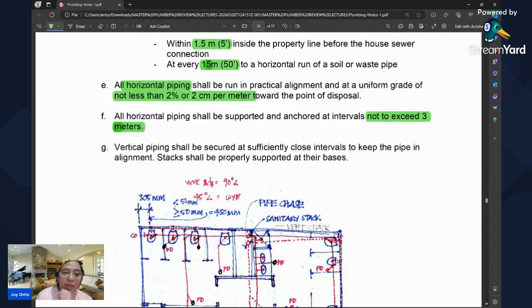Vertical piping shall be secured at sufficiently close intervals to keep the pipe in alignment. Stacks shall be properly supported at their bases. So the stack shall be supported at its base.